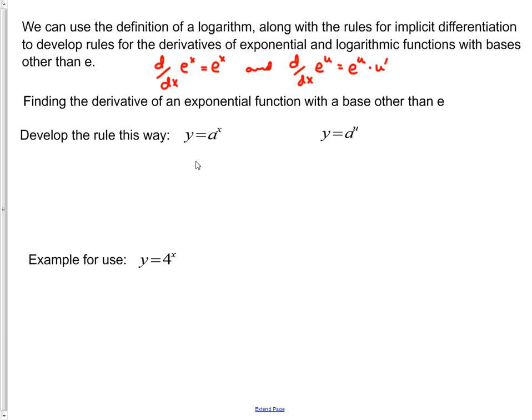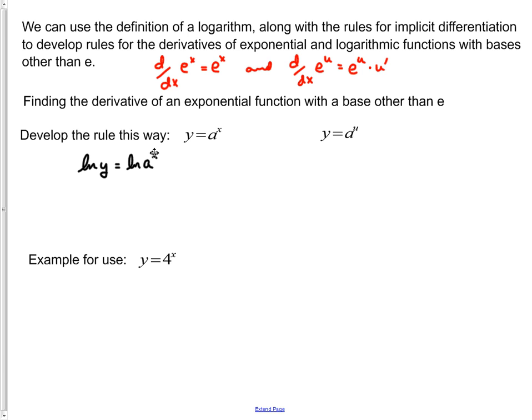I have the function y equals a to the x. Now, I'm going to show you a trick right here. Because we know how to take derivatives of natural logs, and we know how to take the derivative of exponentials with base e, we can rewrite this a little bit. Let's rewrite y equals a to the x this way. If I took the natural logarithm of y, it would be equal to the natural logarithm of a raised to the power x.